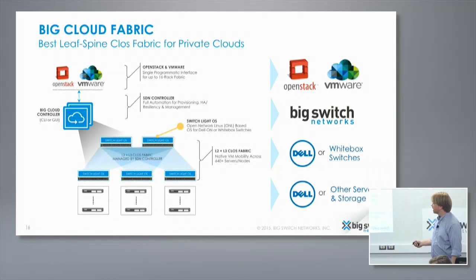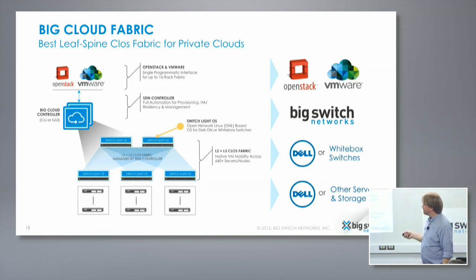So our Big Cloud Fabric product implements standard data center switching functionality with a scale-out leaf-spine fabric. We've got a centralized controller that manages a collection of 1U leaf and spine switches as if they were one big switch. The goal is to not ever have to get you to log into these switches to manage them.